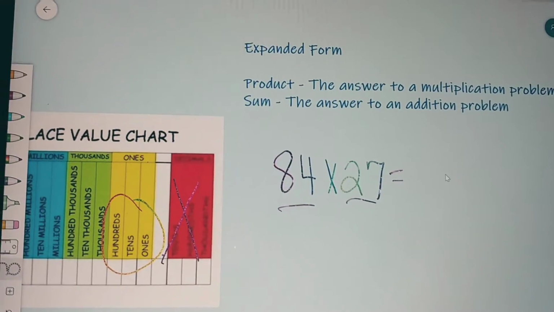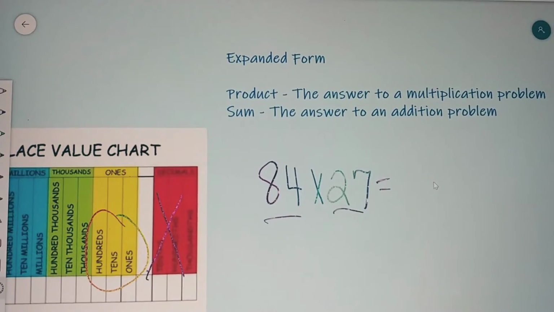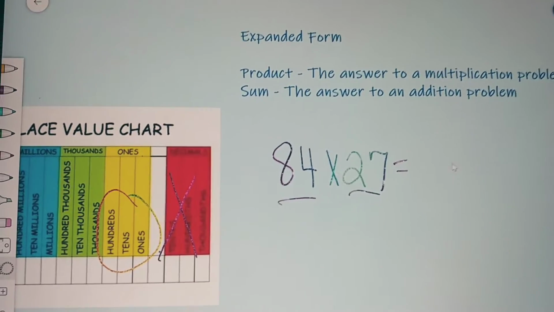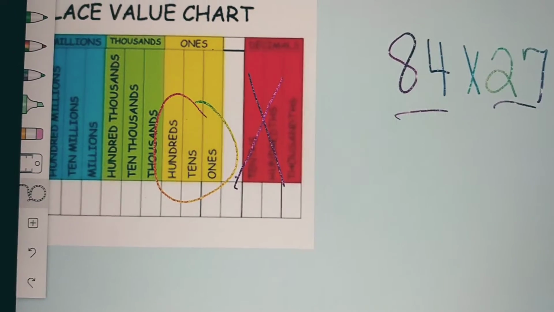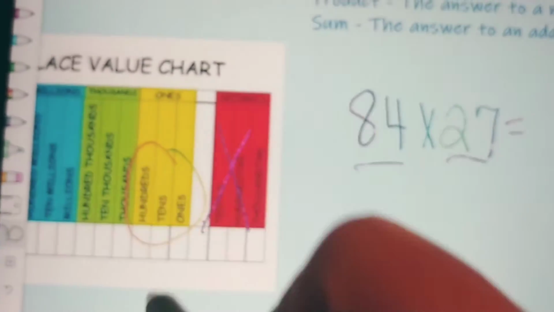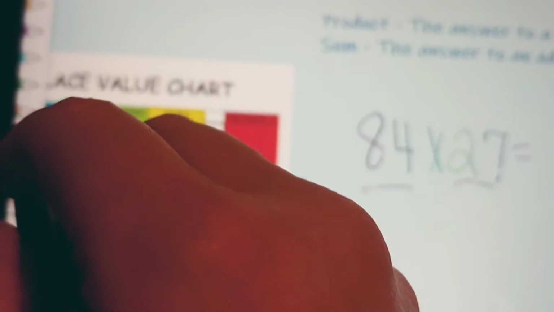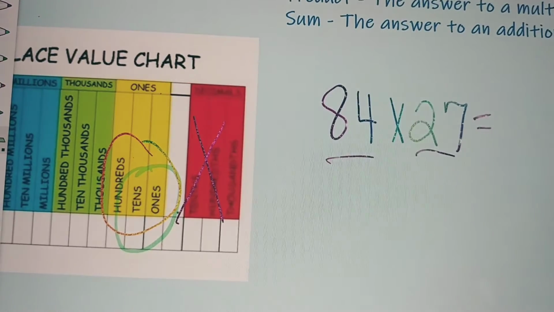Little bit smarter. Okay, so let's do 2-digit by 2-digit. First thing we need to do is expanded form. We're going to look at the ones place. So basically, we are just worried about the tens and the ones. We're going to write this as tens and ones.